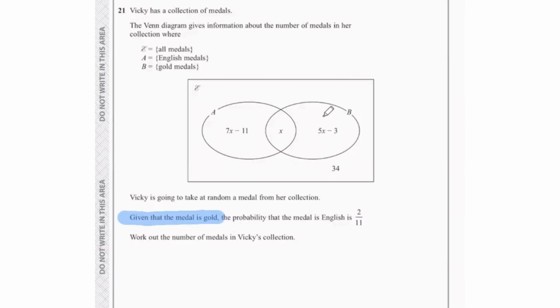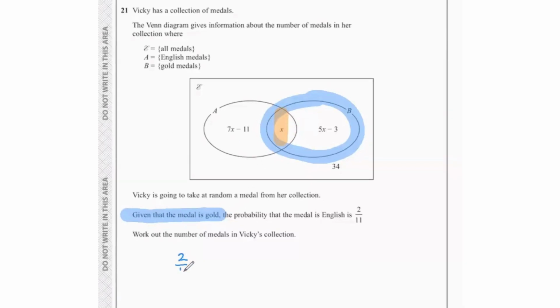Given that the medal is gold, so that's going to be this entire thing. Given that the medal is gold, the probability that the medal is English is 2 over 11. So that's going to come over here. So what we will do is 2 over 11 will equal to x over x plus 5x minus 3. This is the probability of the medal being English given that the medal is gold. So that's going to be 2 over 11 equals to x over 6x minus 3, cross multiply.